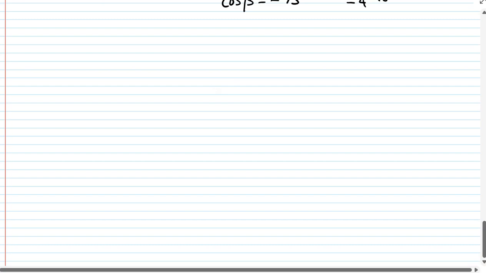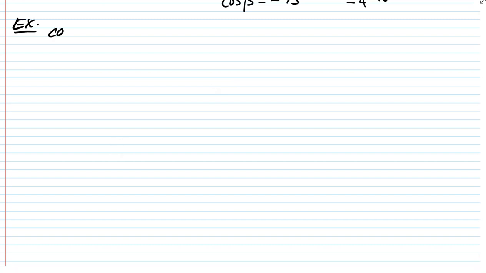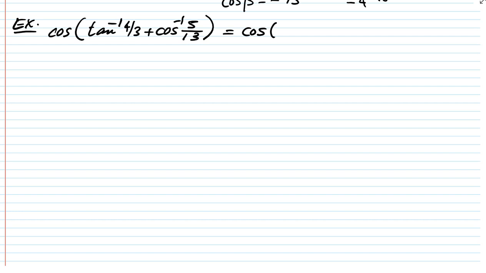Now let's take a look at another one. This next example, suppose I want to do now cosine of the arctan of 4/3 plus cosine inverse, let's go 5/13 special triangle. Again, this we see as cosine of alpha plus beta. Here's my alpha and this is beta, the two angles.